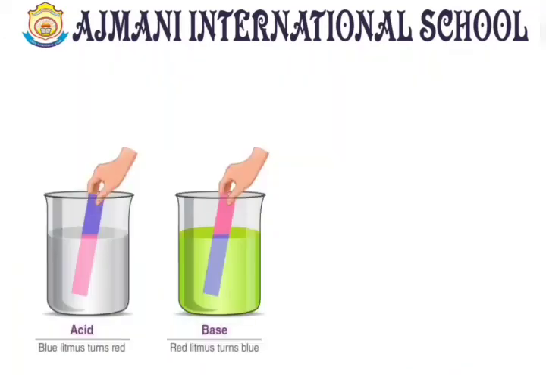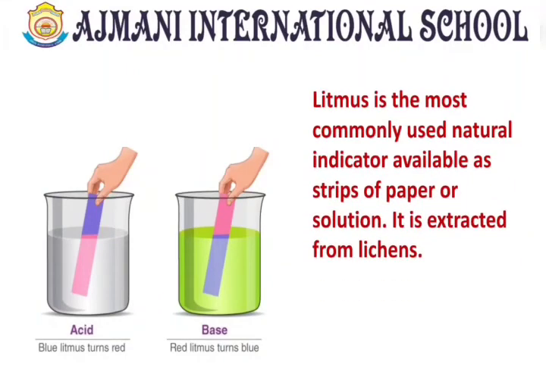Now, one of the most natural indicator is litmus. This is extracted from the lichens. It is most commonly used indicator and it turns the blue litmus paper to red when poured to acid, whereas when it is poured to bases, it turns the red litmus paper to blue.